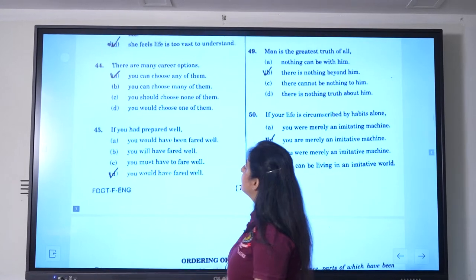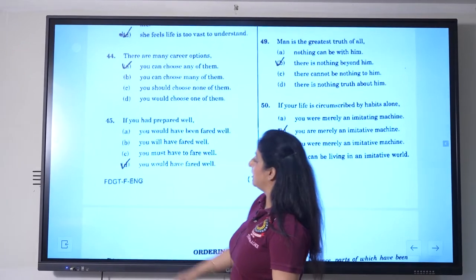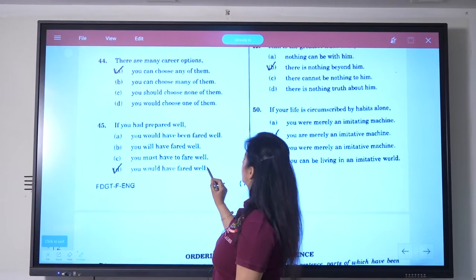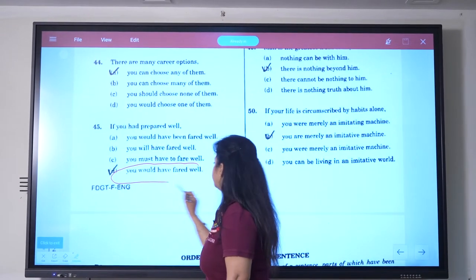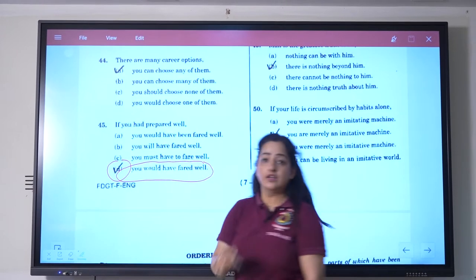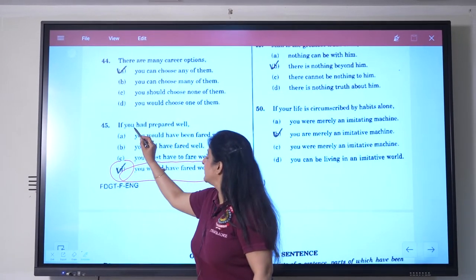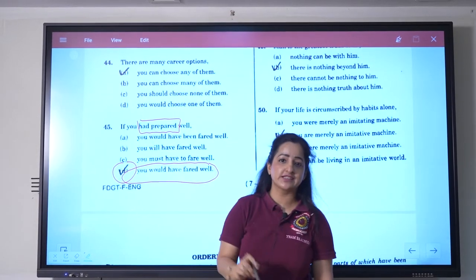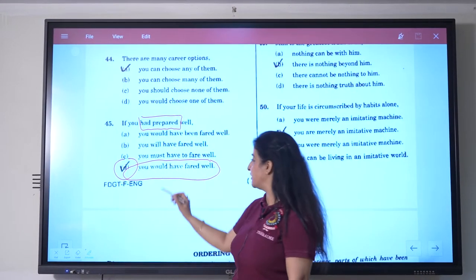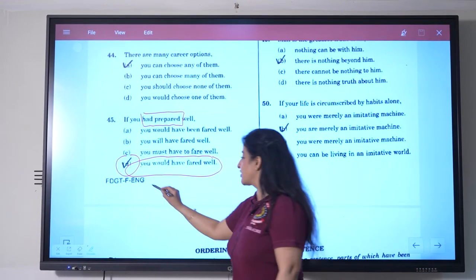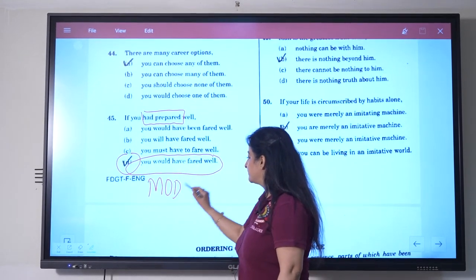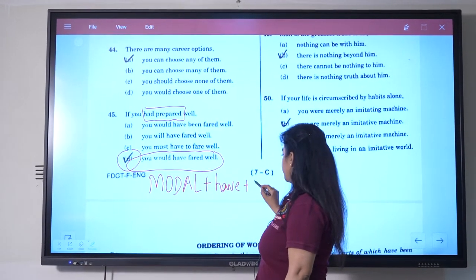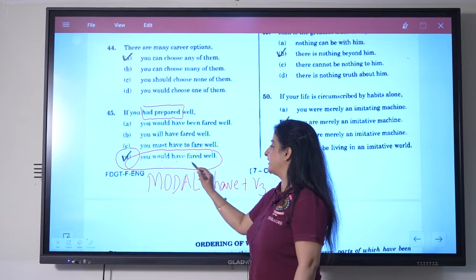Question 45, if you had prepared well. The answer is, you would have fared well, Delta. Rule is, in the if clause, which tense is this? Had prepared, past perfect tense. So if the if clause has past perfect tense, your subordinate clause has this formula. What is it? Modal plus have plus V3, would have fared.